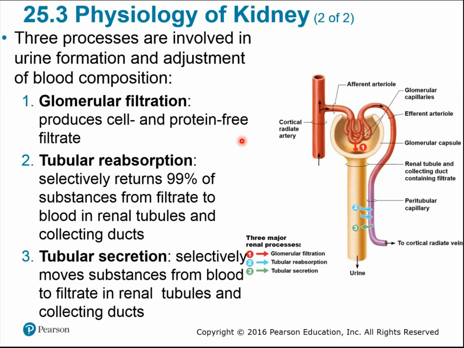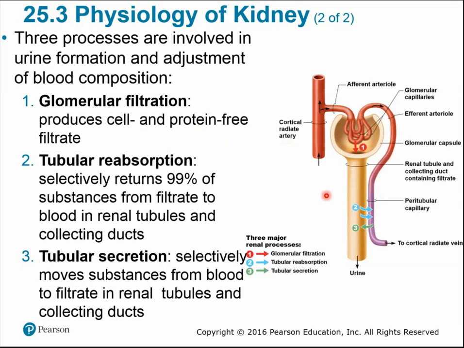So there are three processes involved in the formation of urine, as well as adjusting our blood composition. Step one would be glomerular filtration. So this would just be filtering the fluid portion out of the blood. Pretty much everything except cells and proteins will be filtered out through this membrane. So fluids, ions, chemicals, all of that will pass through here. The cells and proteins are just too large to pass through our filtration membrane, so they're going to remain in the blood.